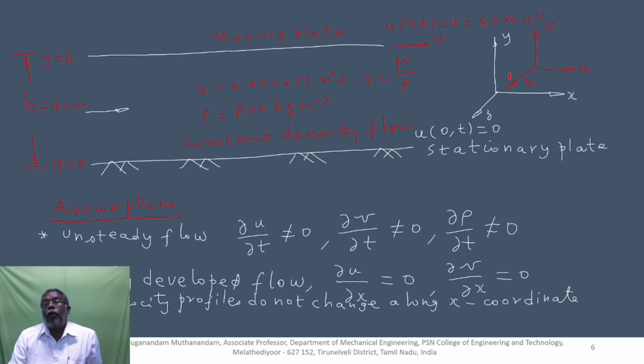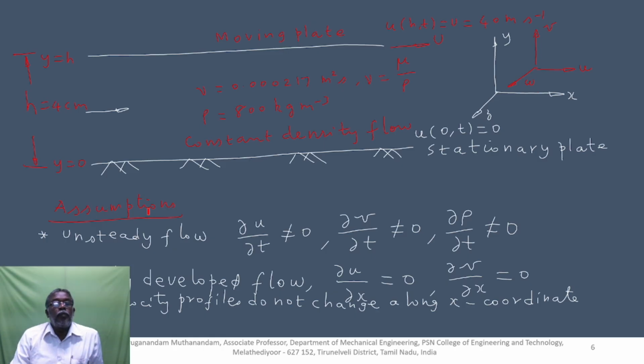The x coordinate, y coordinate, z coordinates are shown here. Along the x coordinate, the component of velocity is small case u. Along the y coordinate, the component of velocity is small v. Along the z coordinate, the component of velocity is small w.